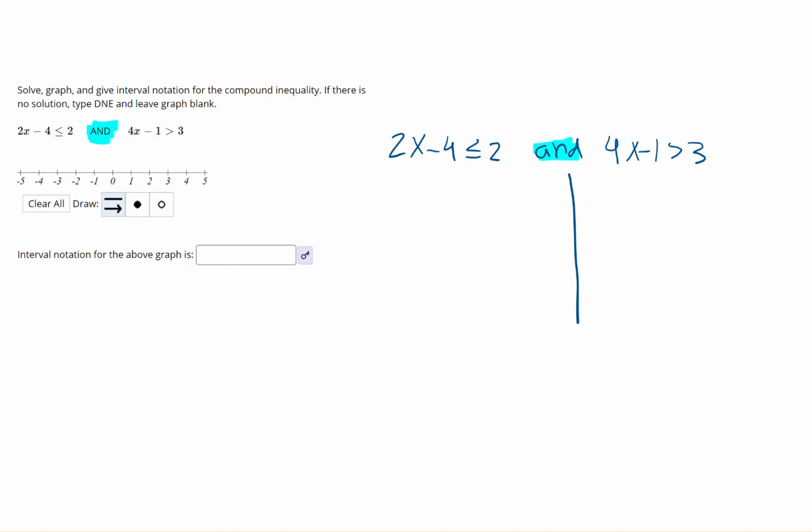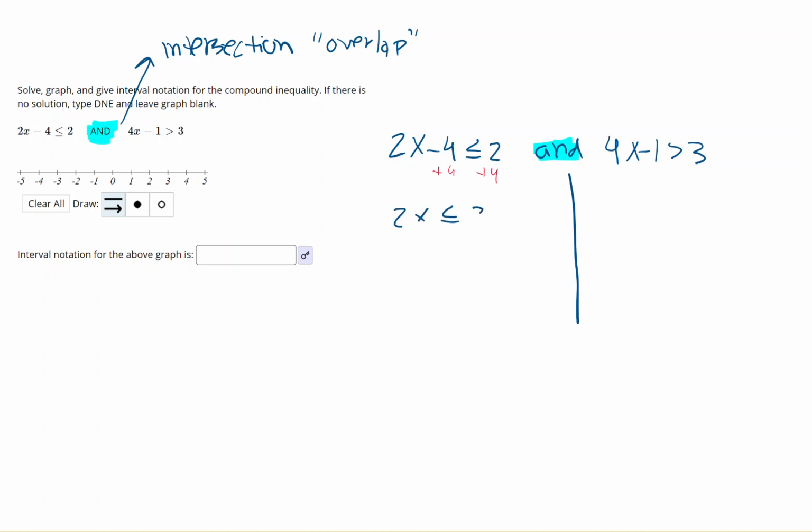So an AND means an intersection, which is going to, I'll use the phrase, the overlap. What the two have in common is the overlap. So we're going to solve each one of these and then find what they have in common. So I'm going to quickly solve each one.